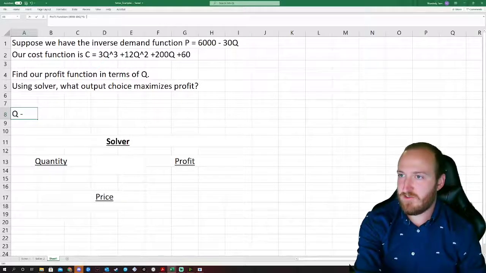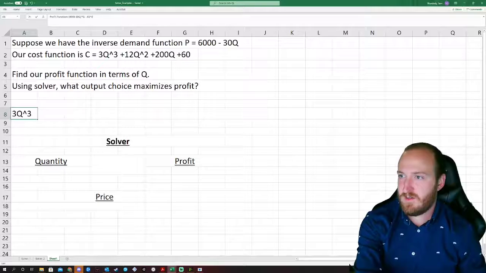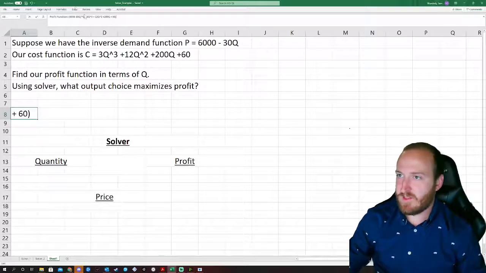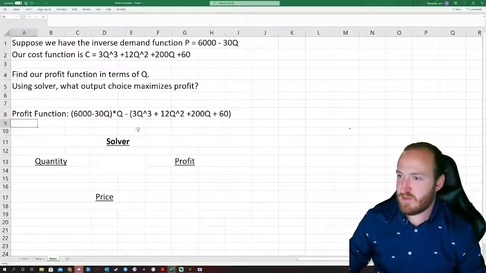This is our revenue so far, and then our cost is 3Q cubed plus 12Q squared plus 200Q plus our fixed cost here, which is 60. Okay? And we'll put all of this cost in parentheses since it's minus all of these things. So here's our profit function. And now we're going to use Solver to find this quantity which maximizes our profit.